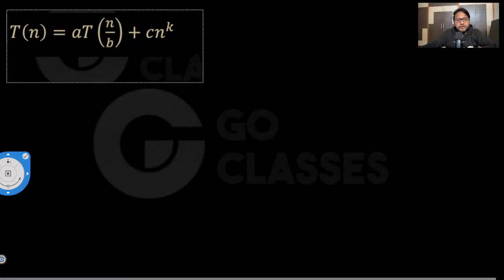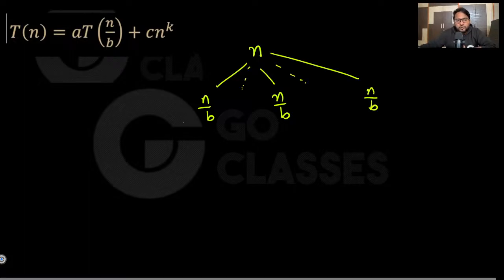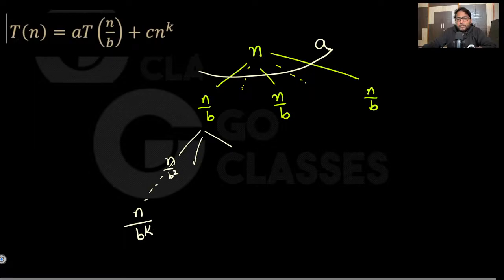You will say that there is an n which you are dividing into T of n by b, which means here this is n by b, this is n by b, this is also n by b, and ultimately there are a such n by b's. So I can say these are all a, each of size n by b. Is this okay to everyone? Again you will be dividing into a and n by b, and so on. So ultimately this will be n upon b square, and n upon b power k.